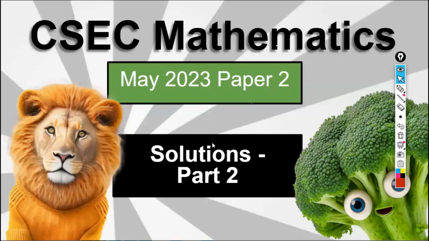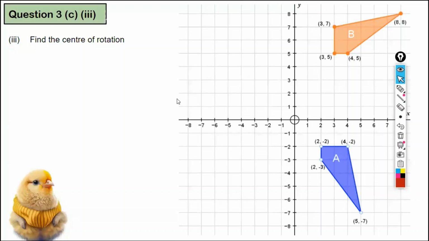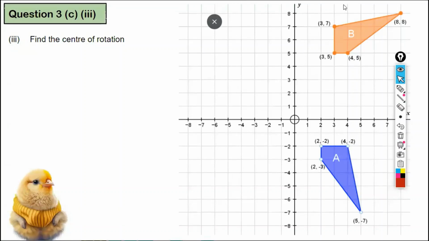So this is the question we had reached yesterday. You were given two shapes, and one shape is a rotation of the other. One is labeled A and one is labeled B. So A is the first object, and we're trying to rotate it in order to reach B. But the problem is we don't know where the center of rotation is.